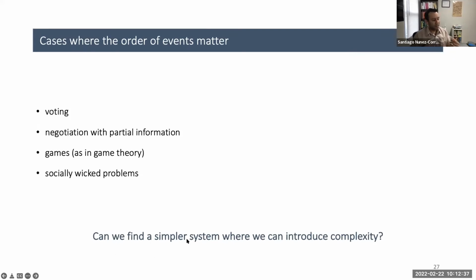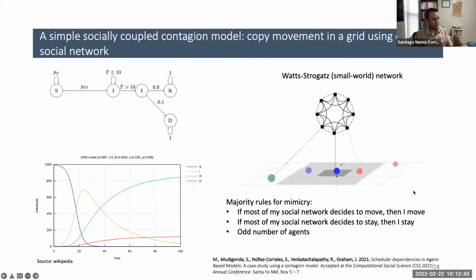So we asked, can we find a simpler system where we can introduce complexity in a controlled manner? And the answer is yes, a simple contagion model coupled with social action. So we have the traditional SIR model. In the following graphs, we are only going to look at infected, recovered, and deceased. And we superimposed a small world network, a Watts-Strogatz network. So the idea is agents that are in the social network will try to copy the behavior of their peers. Agents that are not connected in the social network are unlikely to copy the behavior of their peers. So if most of my social network decides to move, then I move. If most of my social network decides to stay, then I stay.